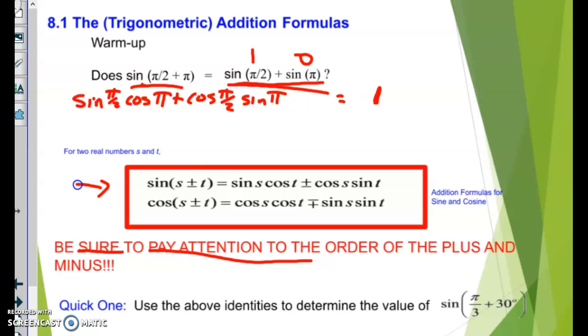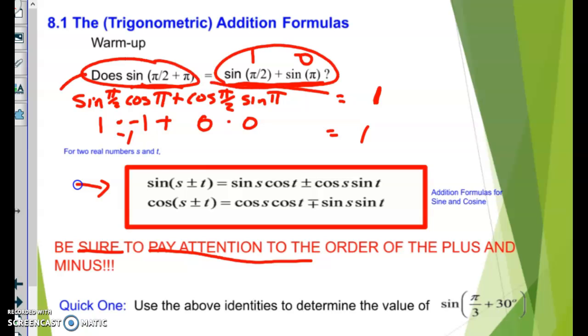So the sine at pi over 2, we said, was 1. The cosine at pi is the x. I get -1 plus the cosine at pi over 2 is 0. The sine is 0. And so I get -1 equals 1. So right there is a cute little proof of, nope, we can't just distribute. This is not the same as this. This has to be ran through the formula for you to get the right answer.